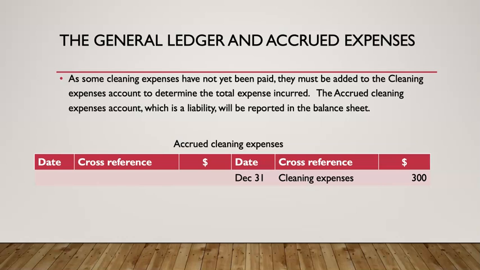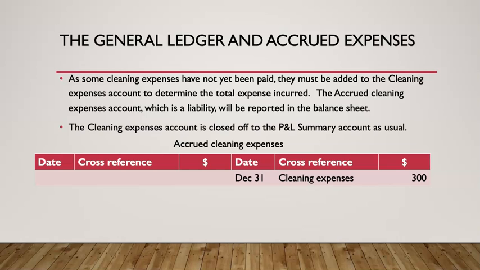What do our ledgers look like? And I apologize, I stuffed that up a little bit. What is the general ledger impact of accrued expenses? The accrued cleaning expense liability, this is the liability ledger, will have an entry that didn't exist before. Our liability is increased, so we have a credit and it has gone up by $300.